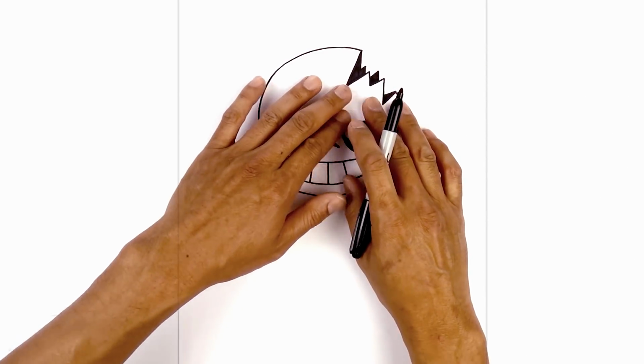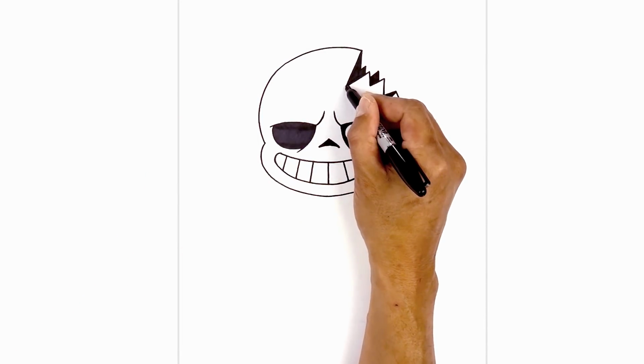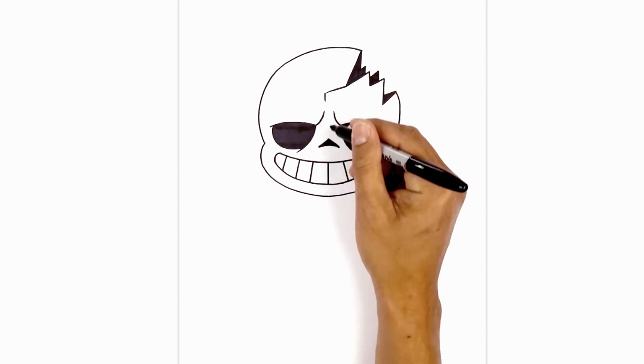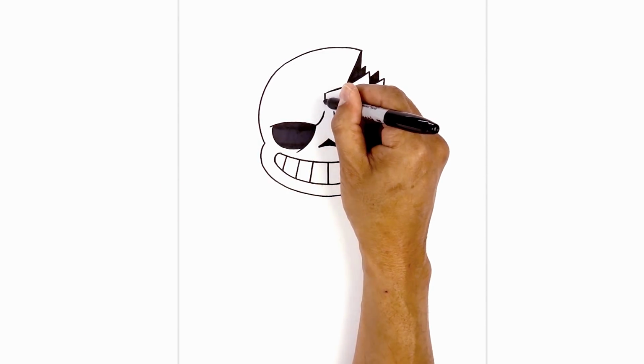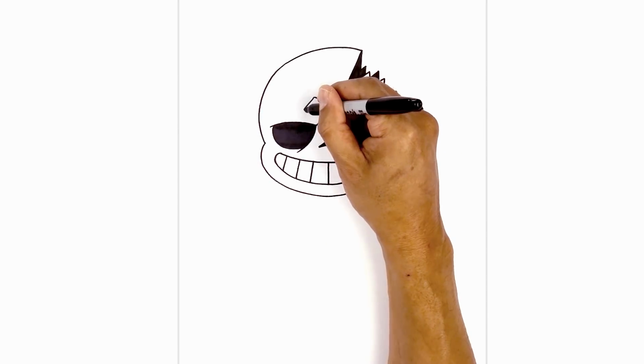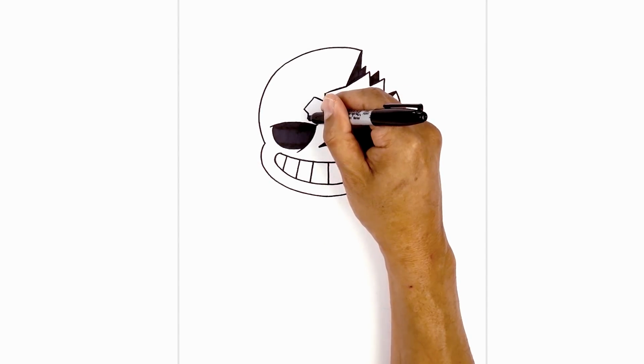Now let's go ahead and add some cracks along the skull. Starting from this point, we're going to angle out, we come down, we're going to work our way towards the top of the left eye. We're gonna go up, down, in. Now I'm just gonna pull this up on top of the eye.